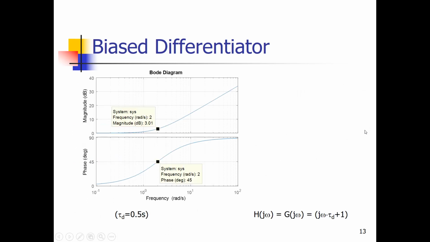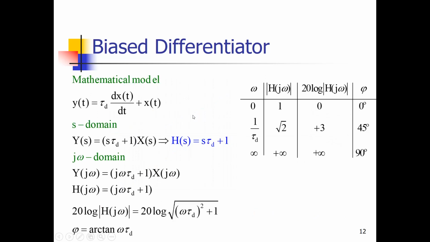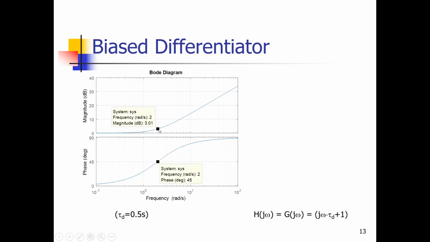So now we get a Bode plot, which is almost the inverse of the Bode plot of the bias integrator. We start off for low frequencies at 0 dB, and then at the cutoff frequency we see that the amplitude is increasing, and it increases, when we go back to this transfer function, by 20 dB per decade. So that happens from the crossover frequency, and in this example my time constant was 0.5 seconds, so my crossover frequency was 1 over 0.5, which is 2 radians per second.